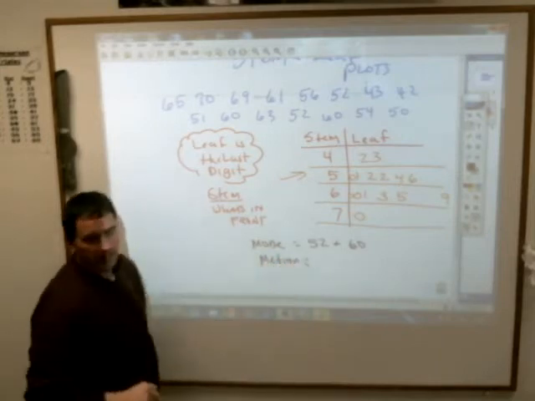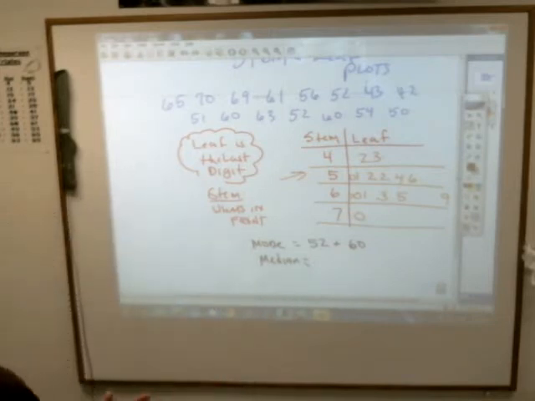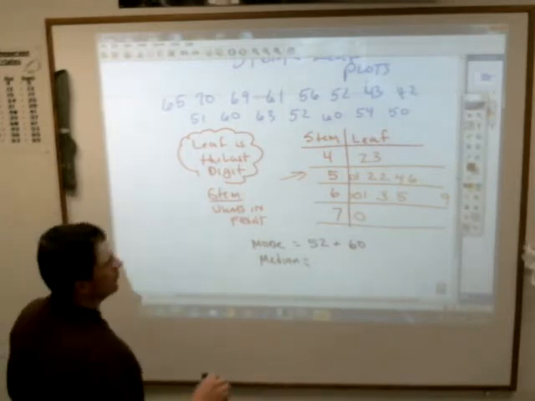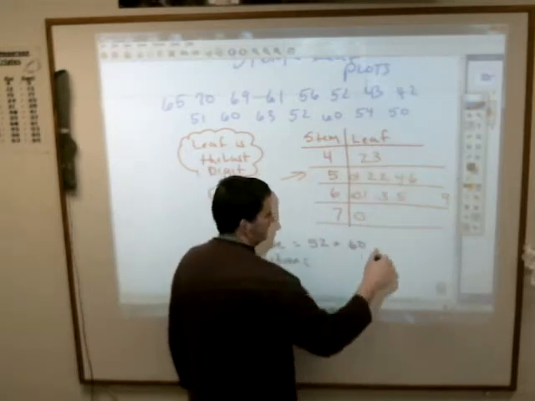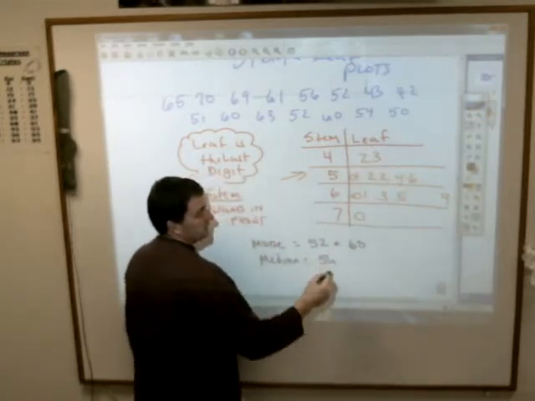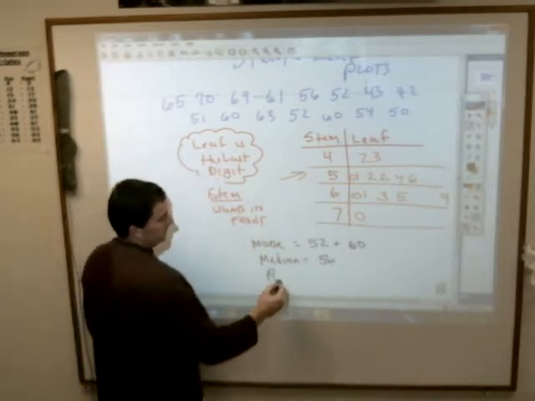How would you find the median with your stem and leaf plot? Well, we know how many numbers were there. I already counted them. There were 15. So the 8th number over, 1, 2, 3, 4, 5, 6, 7, 8. The median would be 56 because it's the 8th one over. We're not going to find the average.